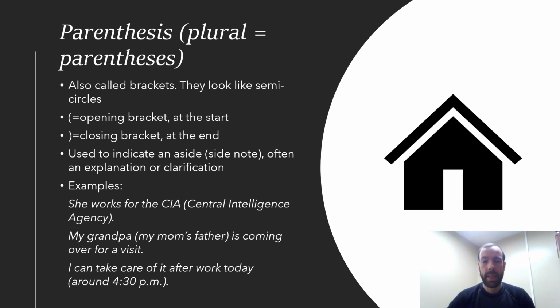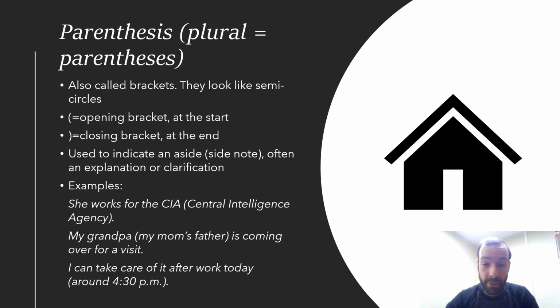And we use parentheses to indicate an aside or a side note, which we often do for explanation or clarification. So for example, she works for the CIA (Central Intelligence Agency). Okay, so that in the parentheses is the explanation of what the abbreviation CIA stands for. My grandpa (my mom's father) is coming over for a visit. So you could have a maternal or a paternal grandpa, right, on your mom's or your dad's side. And this explanation in the parentheses just clarifies which side of the family you're talking about.